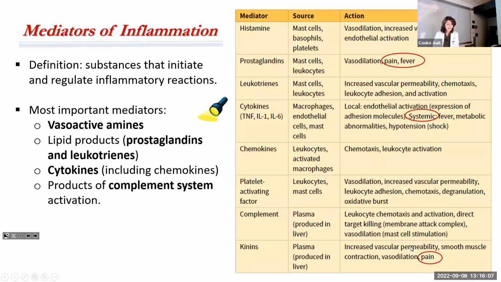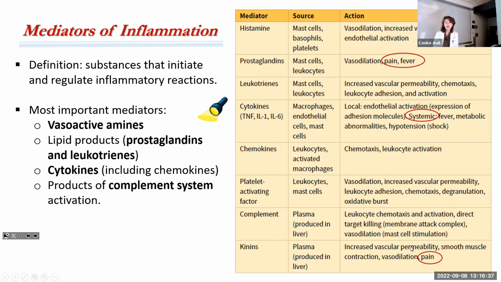Now, fun starts. Mediators of inflammation. How are we going to define the mediators of inflammation? These are substances that initiate and regulate inflammatory reactions. And here on the left side, I just enumerated the most important classes of mediators: the vasoactive amines, the lipid products, prostaglandins and leukotrienes, cytokines, including chemokines, and the products of the complement system activation.